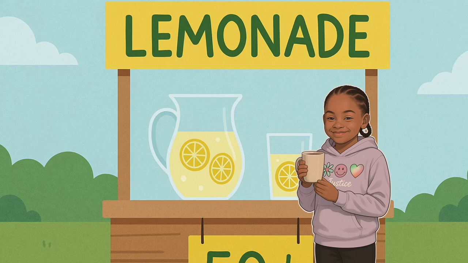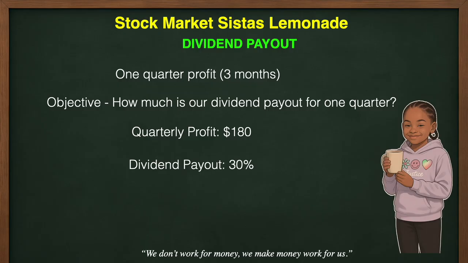Let's look at our lemonade stand for 1 quarter, which is 3 months. After paying for lemons, cups, sugar, and everything else we needed, our lemonade stand made a profit of $180 for the quarter, and we decided to pay out 30% of that profit as a dividend to the owners.